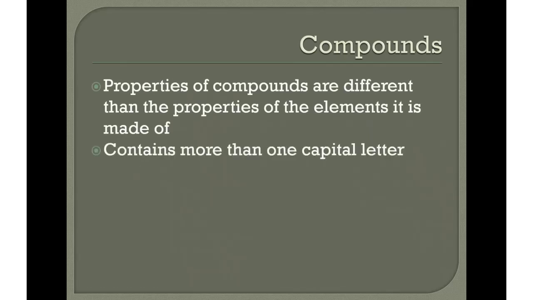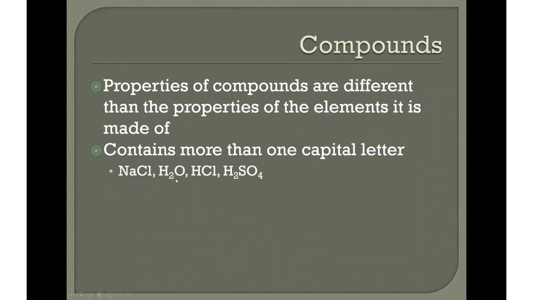In terms of the chemical formula or the symbol, compounds contain more than one capital letter. So remember, if it's just an element, it's just one capital letter, and if there are other letters in the symbol, then it's a lowercase letter. But compounds, you have at least 2 capital letters, right? So if we take a look at NaCl, we have how many elements here? We have 2 elements, sodium and chlorine.